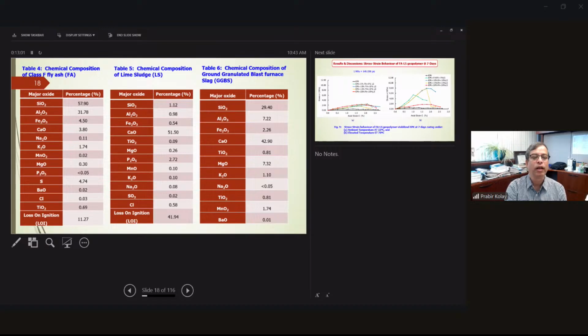You see the first column is the fly ash. Here calcium is 3.8%, which is very low, so this is class F. If you add these first three, silica, alumina, and iron, it is more than 70, so that is class F. Lime sludge here is a byproduct from the water treatment plant. The calcium oxide content is 51%, that is good. And GGBS is also 42% calcium. Calcium is the one we needed for binding.